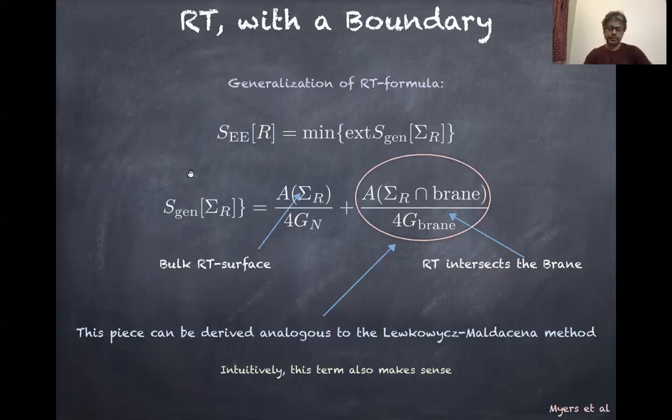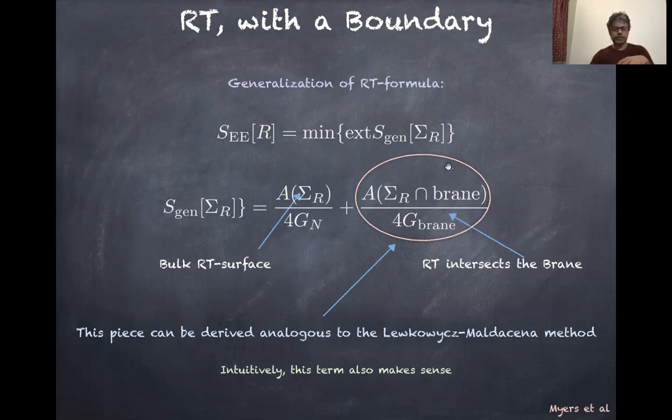So the generalized entropy, in this simple, completely classical picture, is going to look like this. It will have two contributions. In simple geometric terms, it will have, first of all, an area contribution, and then secondly, an area of an intersection region, because simply the RT surface intersects the brane. And this contribution, by the way, you can argue that if an RT surface actually intersects a brane, you can indeed compute its contribution to the entanglement entropy, exactly like, let's say, the Lewkowycz-Maldacena method, and it will give you this formula.